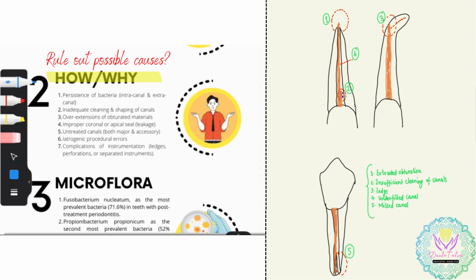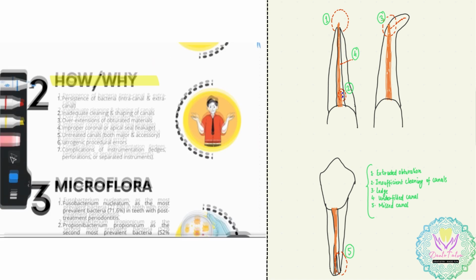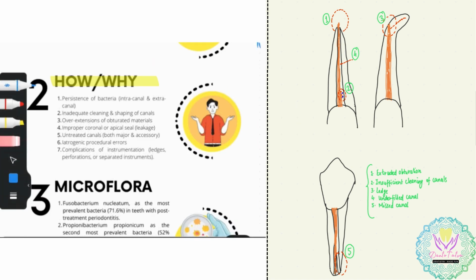There was overextension of the obturated material. Like in that previous X-ray I had shown, there was a separated instrument. Apart from that, it could be gutta percha, the GP cone also, which could have been extruding. So overextension of it. The coronal or the apical seal that was formed was improper, so it could lead to leakage over a period of time, and it could be recontaminated.